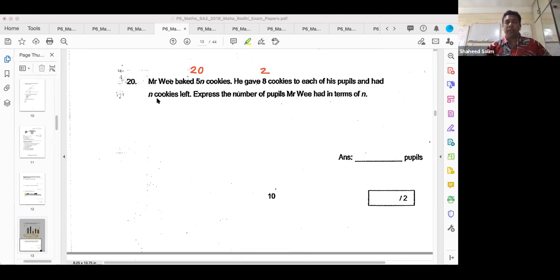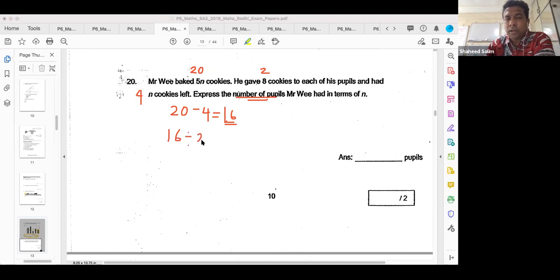After giving 2 cookies, he had 4 cookies left. So they ask you for the number of pupils. Take 20 minus 4. You get 16. So this is the number of cookies he gave out, because he got 20 at first, then he had 4 left. So how many were given out? 16. Then how to find the number of pupils? 16 divided by 2, because each student gets 2. So now you get 8 students.